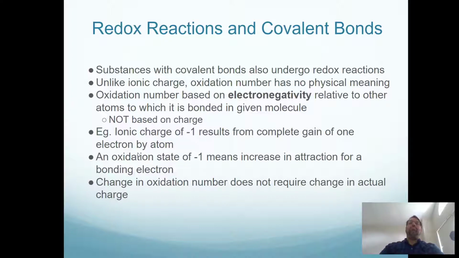Okay. In redox reactions with covalent bonds, we're going to go ahead and use the same rules from before. So for instance, where we ended up saying that nitrogen's oxidation state is based off of oxygen, we're going to use that as our oxidation state, even though it is a covalently bonded structure.